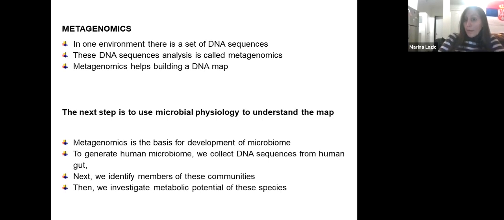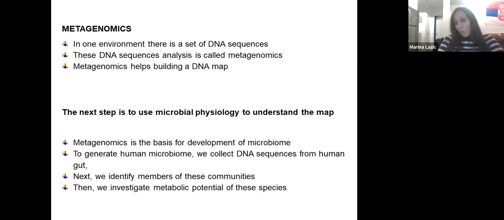And that's used by microbial physiologists to understand the map. So it's not only important to have a DNA map, you need to have microbial physiology and biochemistry knowledge to be able to understand that map. A solid DNA map, metagenomic, means nothing. So this was a basic step, as I said, for developing the microbiome.